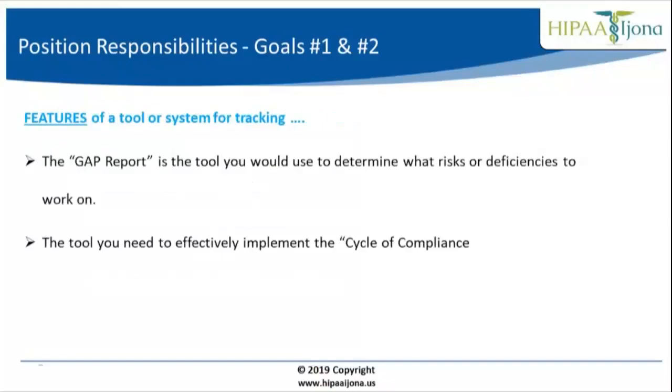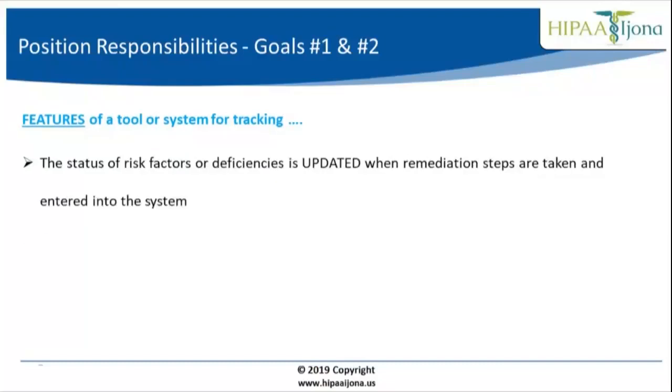Now, this is a tool, okay, that you would use to determine what else you need to work on. And you've got to have this if you're going to implement a cycle of compliance, which we've said you need to. Okay. So the status of risk factors and deficiencies, this system needs to be able to do this. It needs to update whenever remediation steps are taken or entered into the system.